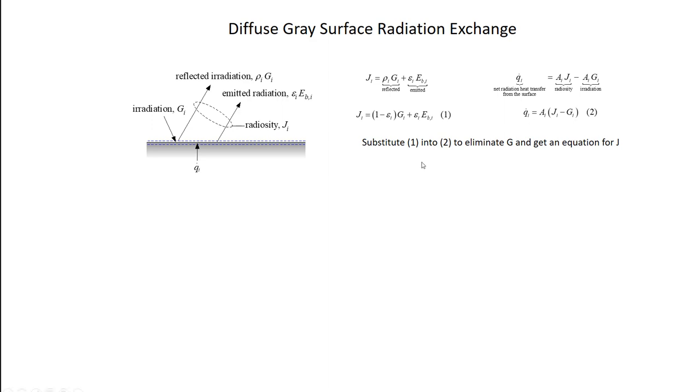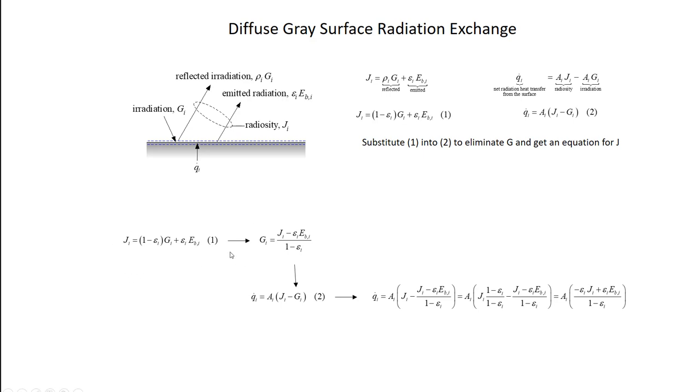So that's just a little bit of algebra. I'm going to take this equation 1 and solve it for the thing I want to get rid of, which is G. So I'm solving for G: J minus epsilon times EB, divided by 1 minus epsilon. And I'll take this G equation and substitute it into equation 2 here. So I substitute it right here, and I get this.